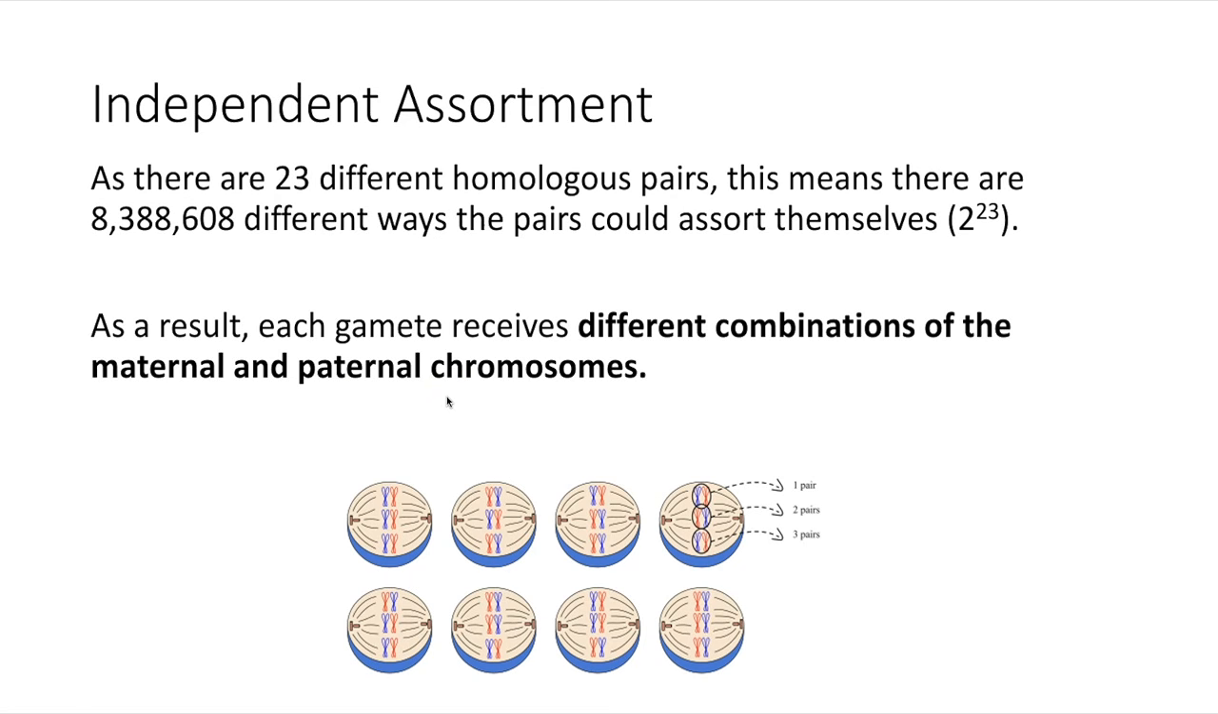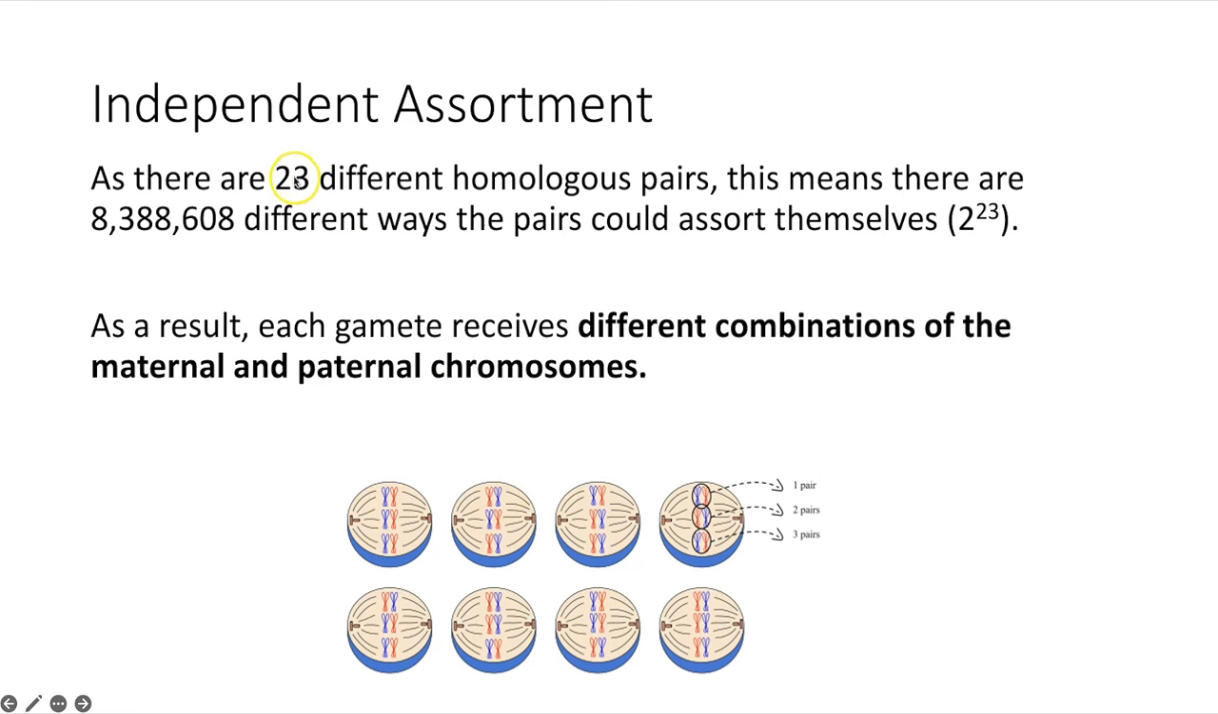And you can actually calculate the number of possible combinations of how those homologous pairs could align, and therefore how many different possible gametes you could create, by using the formula 2 to the power of n, where n is the number of homologous pairs. And it's 2 because we have 2 chromosomes in that pair.